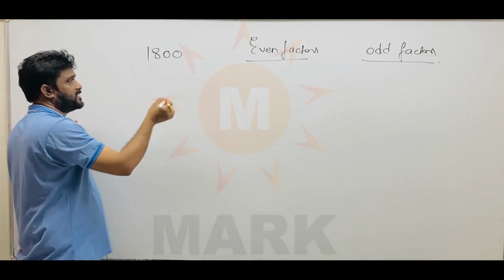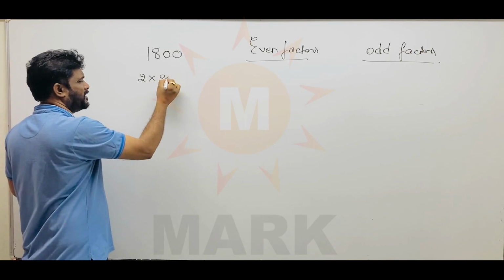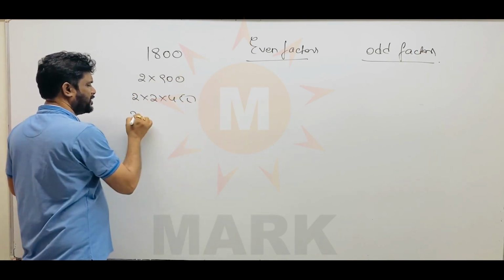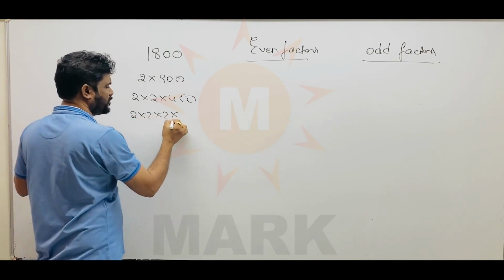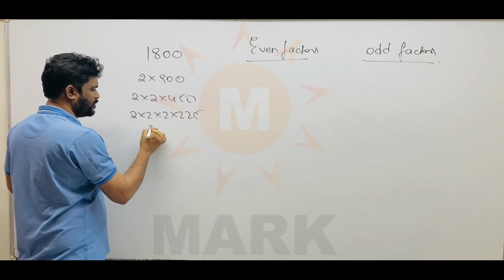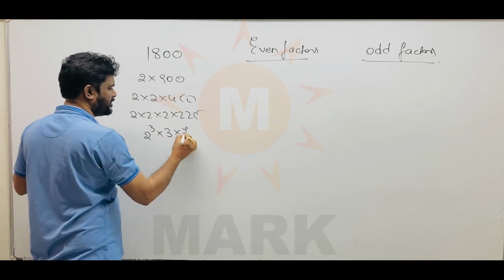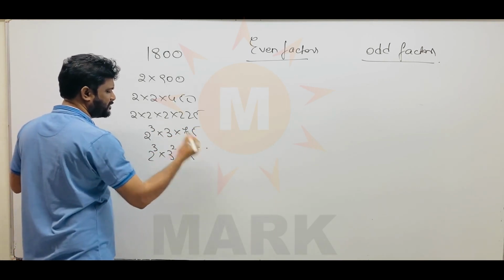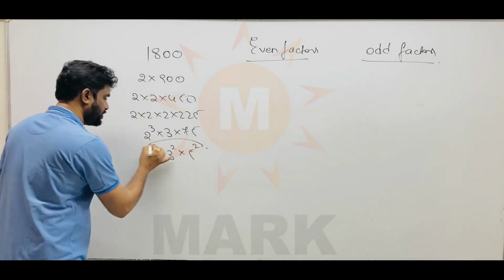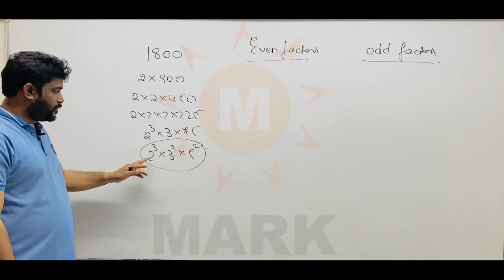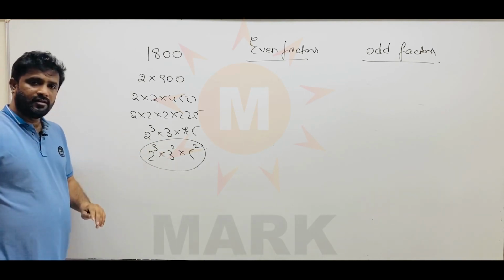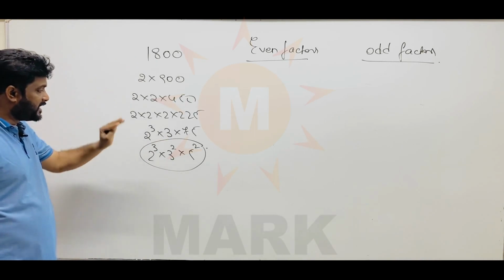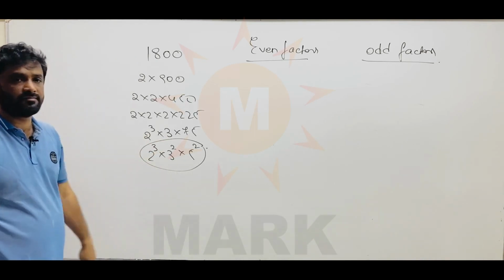Now prime factorization is anyway compulsory. That is 2 into 900. That is 2 into 2 into 450. That is 2 into 2 into 2 into 225. That is 2 cube into 3 into 75. That is 2 cube into 3 square into 5 square. This is the form, right? So the bases are 2, 3 and 5, and the powers are 3, 2 and 2. So the prime factorized form of 1800 is 2 cube into 3 square into 5 square.